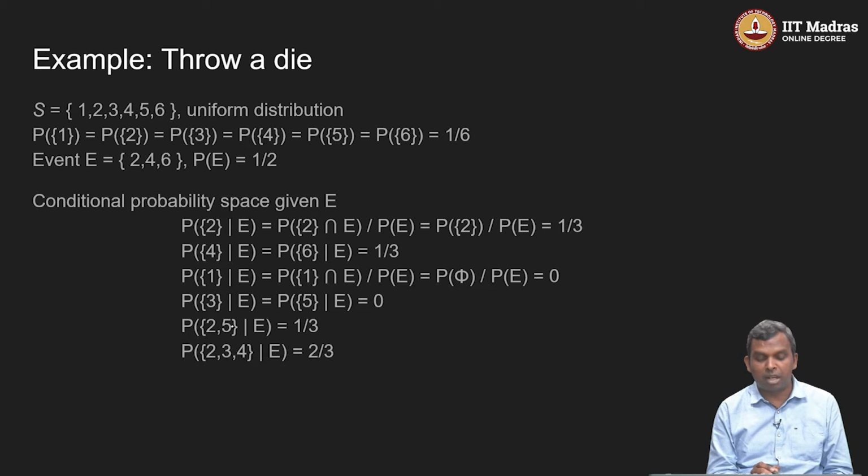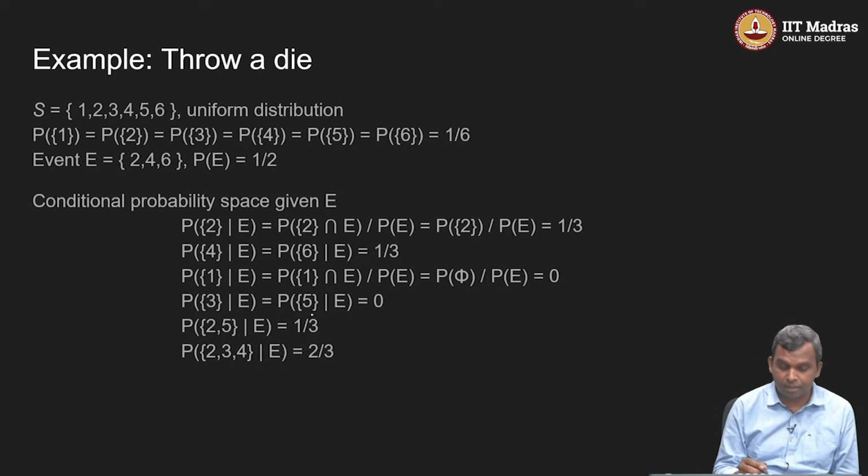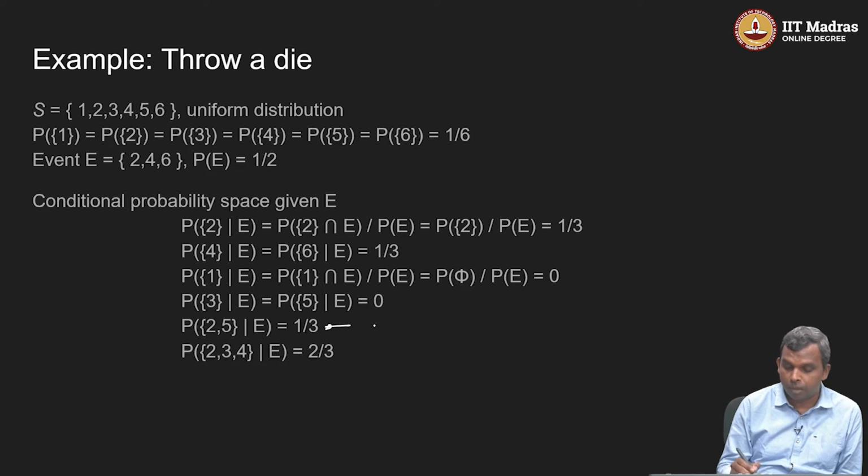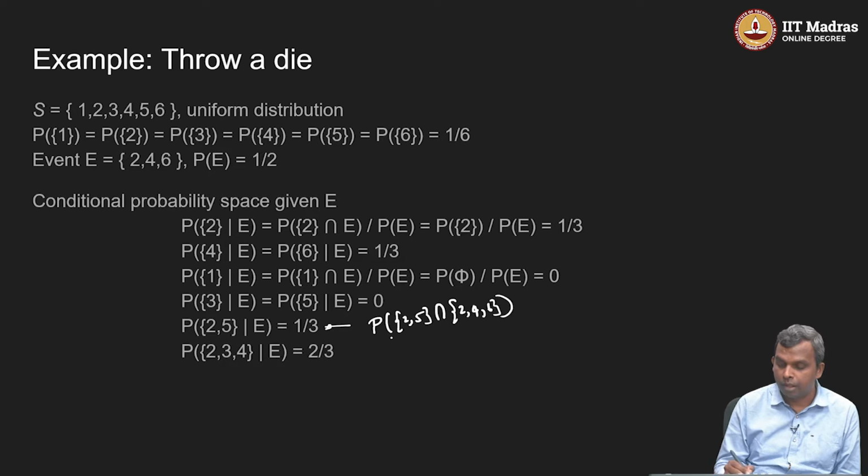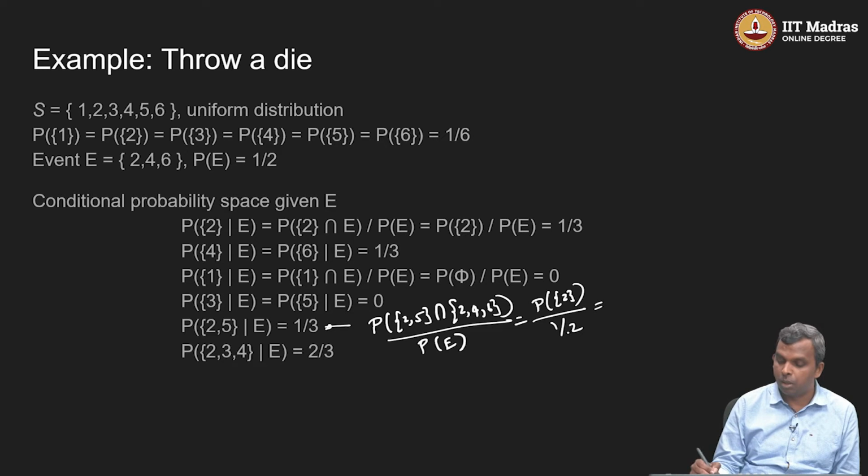You can take {2, 5} intersect with {2, 4, 6}, right? So what would happen here? You would get P of {2, 5} intersect {2, 4, 6} divided by P of E, and that intersection is just the same as P of 2, right, divided by P of E, which is 1 by 2. So 1 by 6 divided by 1 by 2 is 1 by 3. So you get the same answer.